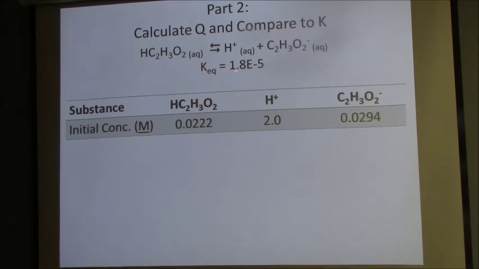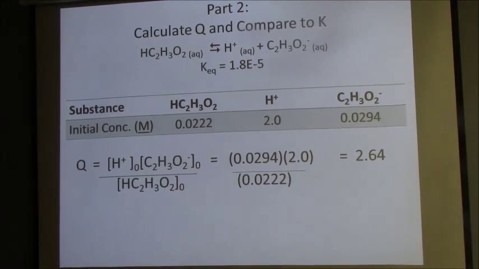Now K was given. K is 1.8 times 10 to the negative fifth. So these are my same values that I just calculated on the previous slide. And so how do I get Q? I just write my equilibrium expression, and instead of inserting equilibrium concentrations, I'm going to insert initial concentrations. So the initial concentration of H plus, the initial concentration of acetate, the initial concentration of acetic acid. So 0.0294 times 2 divided by 0.0222. So that comes out to be 2.64.